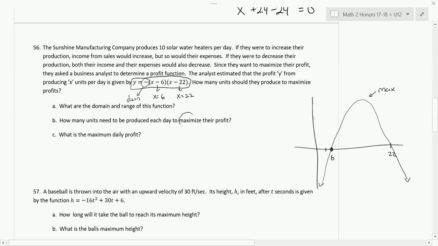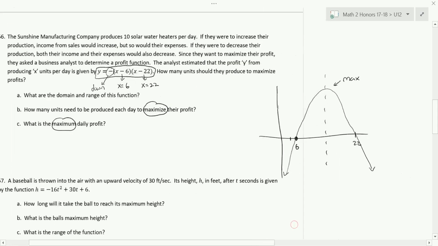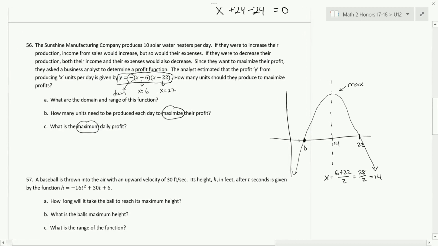If you look at B, we see the word maximize, and C also has the word maximum. So B and C are indicating to us that we need to find the vertex. If we find the vertex, we'll be able to answer B and C. If you have 2 x-intercepts, a good way to find the vertex is to first find the axis of symmetry, which is in the middle. How do you find the middle of 2 numbers? Average them. So add 6 and 22 and divide by 2, which is 28 over 2, which is 14. So the middle is going to be 14, and 14 is one of our answers. It's the answer to which question? B. How many units need to be produced each day to maximize the profit? 14 units.